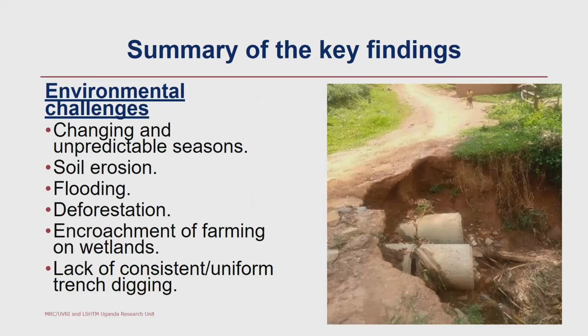So this is the summary of our findings. We looked at environmental challenges, where the community said that there were changing and unpredictable seasons, where the rains would come too much at the time they are not expected, and also soil erosion and deforestation. As you can see in the picture in the slides, it shows soil erosion washing away one of the highways in one of the communities that we worked in.